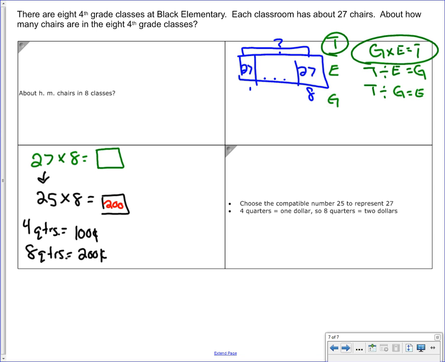Take a look at what I said here. So first, I chose the compatible number 25 to represent 27. It's really close. It's not rounding, but it's pretty close to the same number. Easy for me to figure out in my head. Then I said, well, if 4 quarters equals $1, then 8 quarters equals $2, 200 cents.